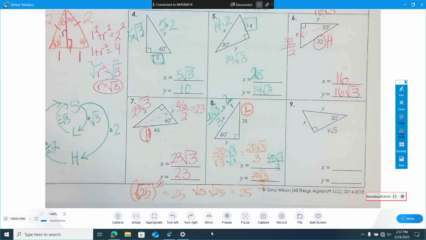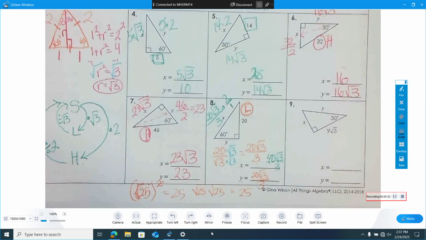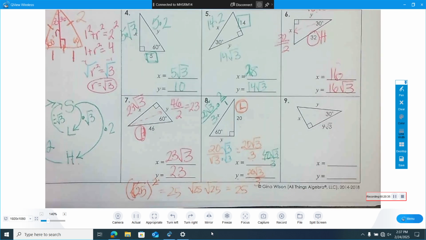Wait, so it's the one in orange, not the one in green, right? The y is the orange one, and the hypotenuse, the x, is the green one. Yeah. I know, they need a little more space here.